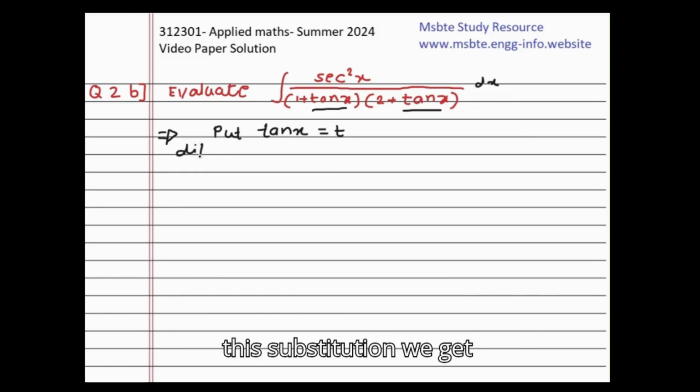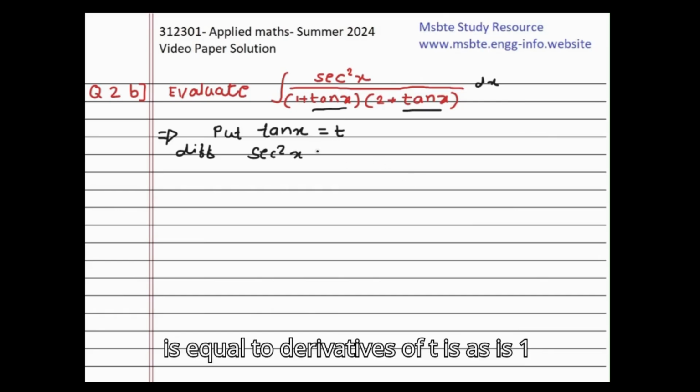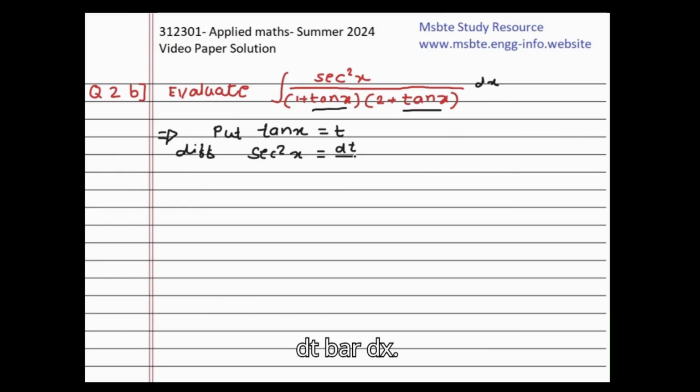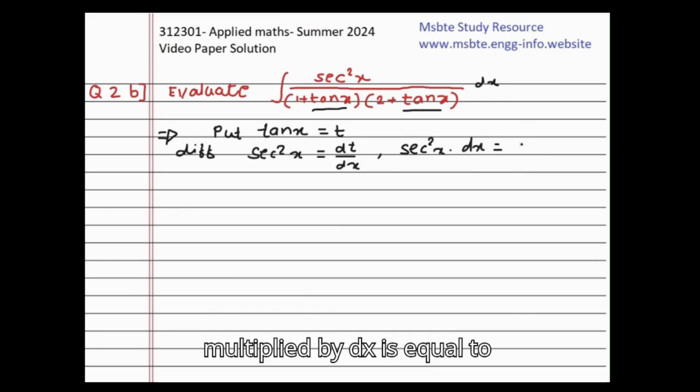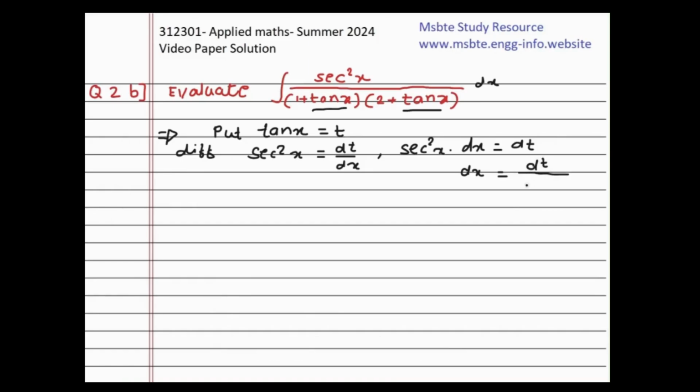Differentiating this substitution, we get derivative of tan x, sec square x, is equal to derivative of t, which is as usual dt by dx. So we multiply this on the left side. So it becomes sec square x multiplied by dx is equal to dt. And so we get the value of dx as dt divided by sec square x.